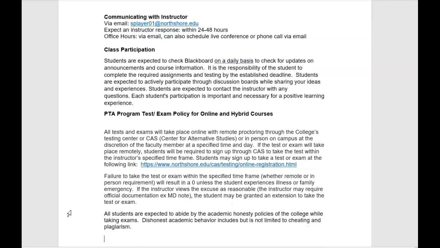So again, the tests for this class are going to be online, especially test 1 and 2. Our hope is that the final exam will be in person, but of course that's going to depend on how the college is moving forward with COVID and how the country is moving forward with COVID. Those tests will take place remotely, and when we get closer to the exam time, the center will release sign up times, so you can choose a time to take the test, and the exam center will be proctoring the tests. And those are going to have to be done within a certain time frame.